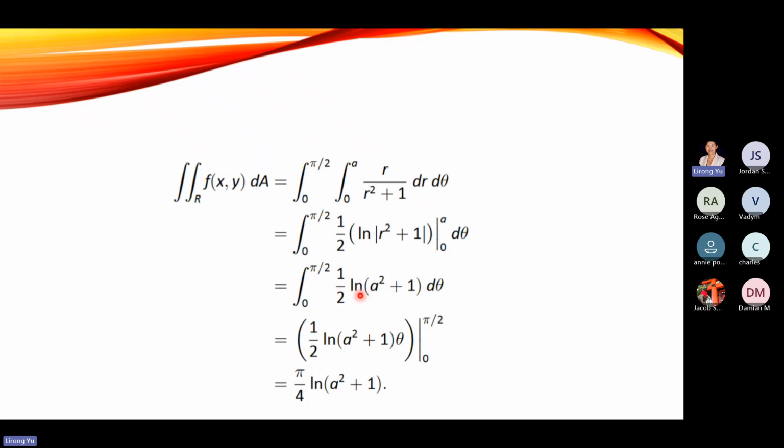Now this value, 1/2 natural log of a squared plus 1, is independent of theta, so bring that out of the integration. The d theta integrated from 0 to pi over 2 will just give you pi over 2. So it's pi over 2 times 1/2 natural log of a squared plus 1. That's the answer to the question.